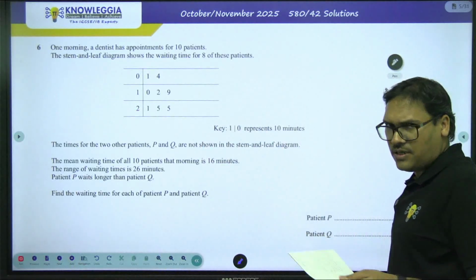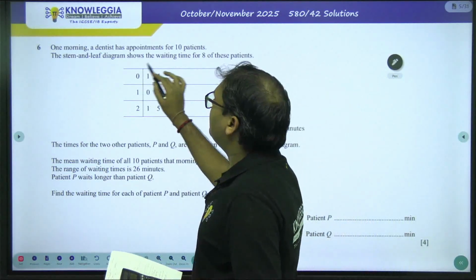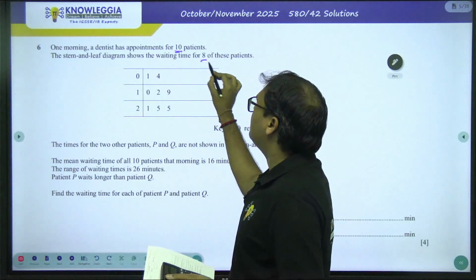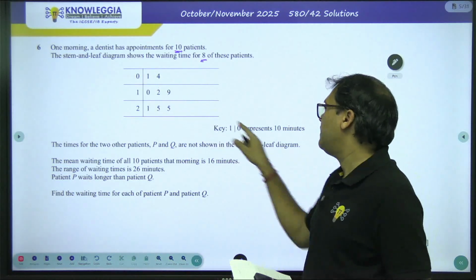Now the next question. Now the question on statistics. In the morning, the dentist has appointments for 10 patients. Then the waiting time for 8 patients is given. This is a stem and leaf diagram. The key is given. This is representing 10 minutes.